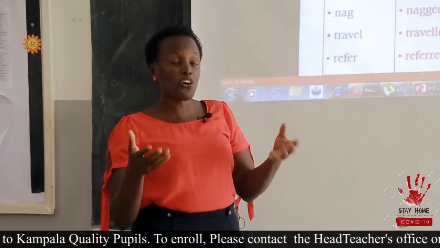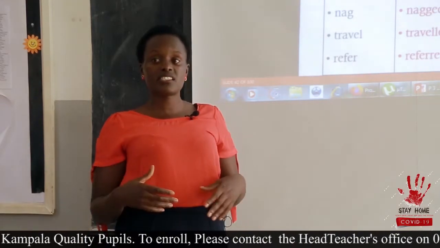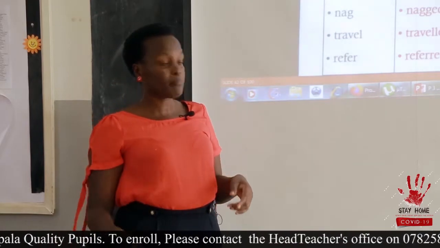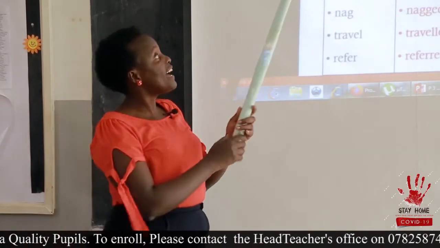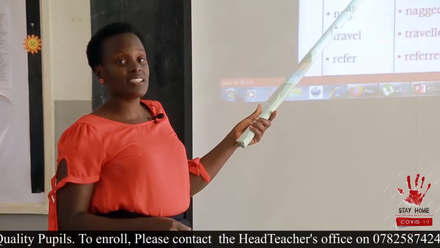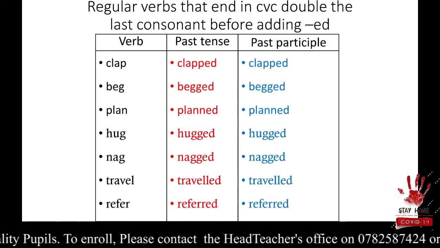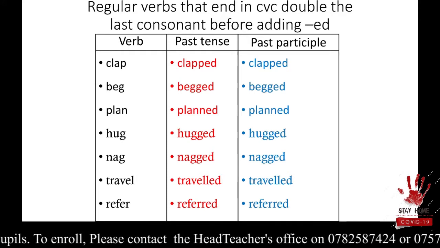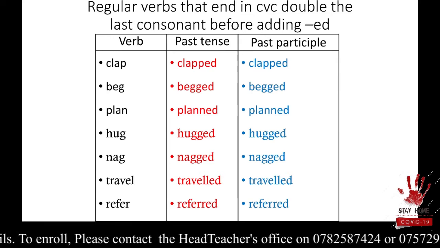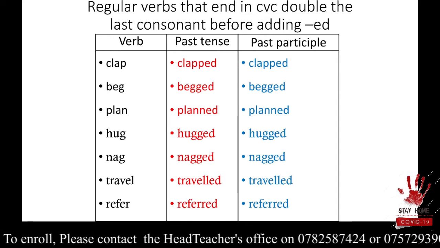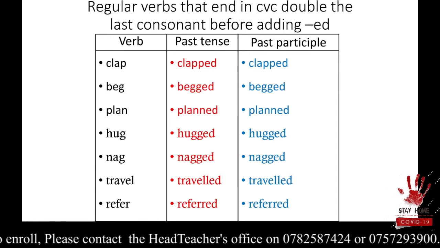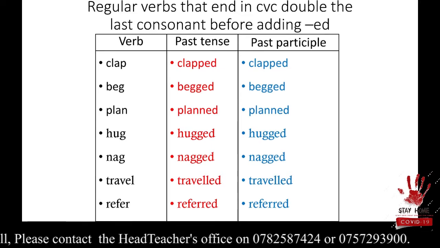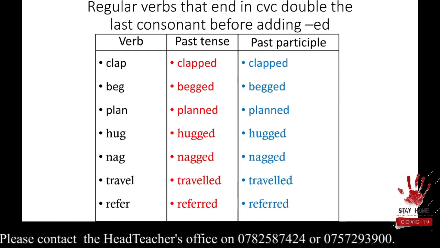Many of you always clap your hands whenever something makes you happy. Whenever someone does something good for you, we clap. Now, I want you to cross-check these verbs if they are the ones that you have on your list. For example, we said regular verbs that end in a CVC, that is consonant, vowel, consonant, double the last consonant before adding -ed. This is the best form, the best form of the verb.